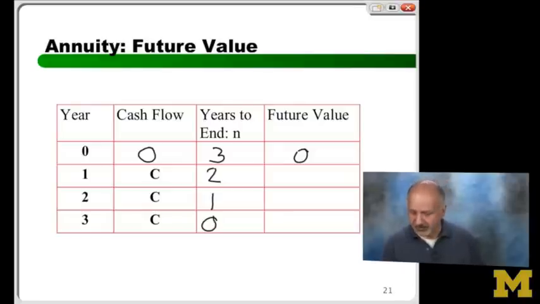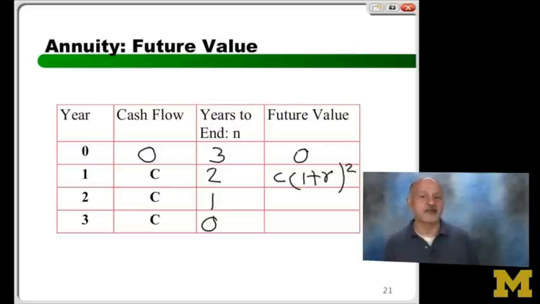Okay, so what's happening in period 2? Clearly you're taking C, but for how many periods are you taking it forward? Well, it helps to have column number 3, which says years to the end. So you know it has to be (1 + R) squared.